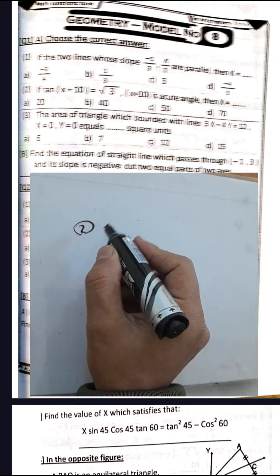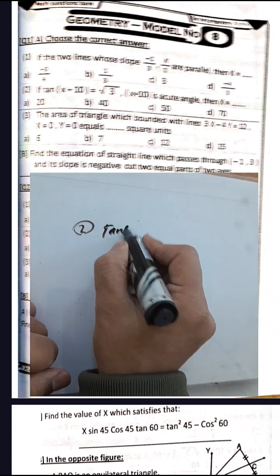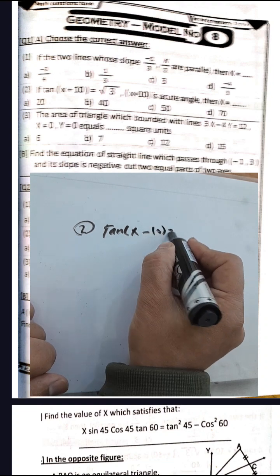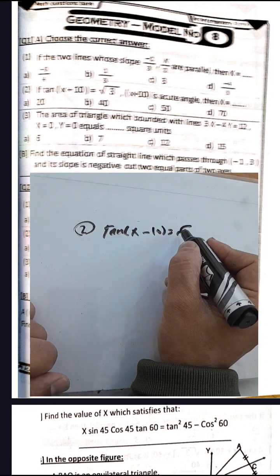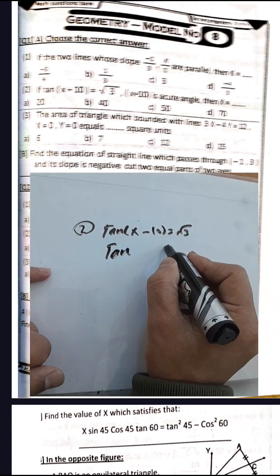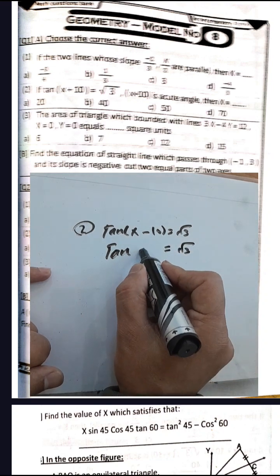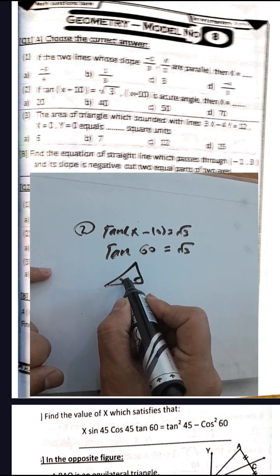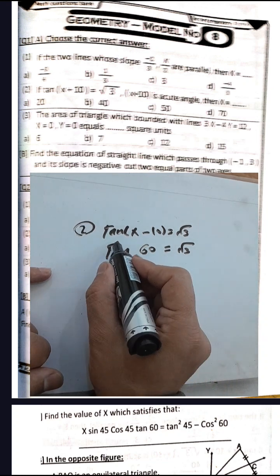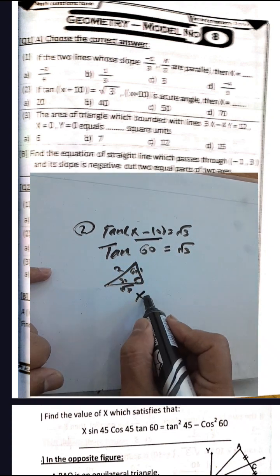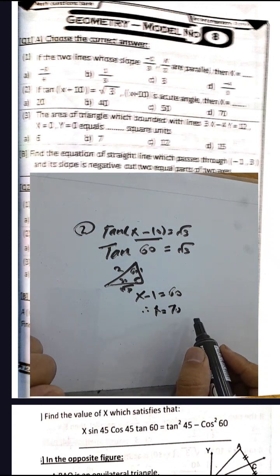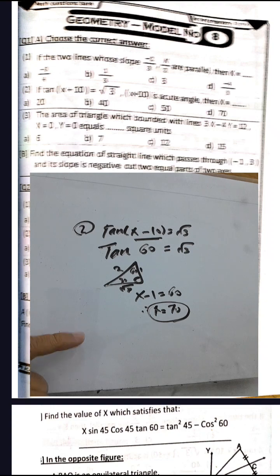Question number 2. If tan of angle x subtract 10 equals root 3, then you want to find x. Okay, we can write tan of what equals root 3. We know tan 60 equals root 3, because if we have a right-angled triangle with angles 30 and 60 and sides 1, 2, and root 3, tan 60 is root 3 over 1. Then x minus 10 will be equal to 60, then x here will be 70. Okay, then x will be what? 70, the value of x.